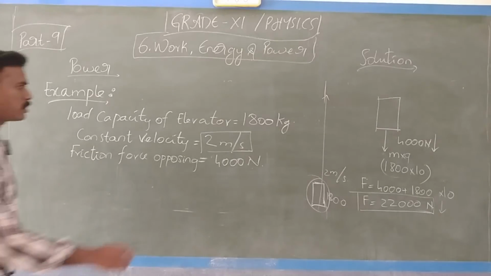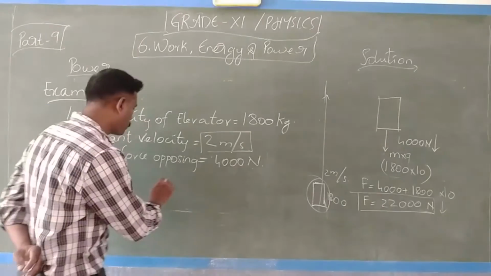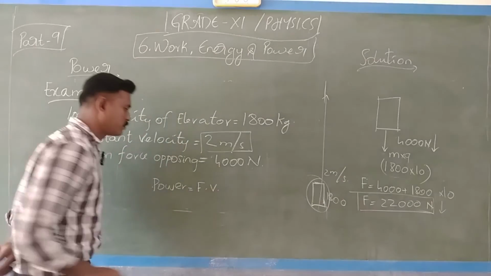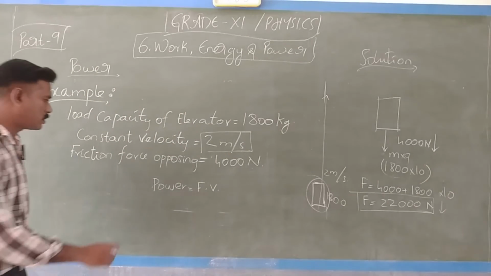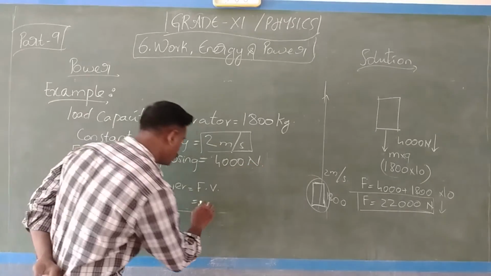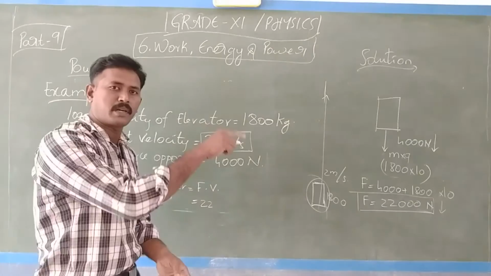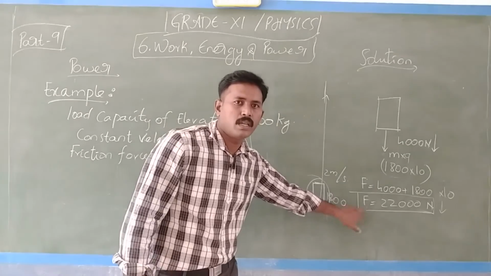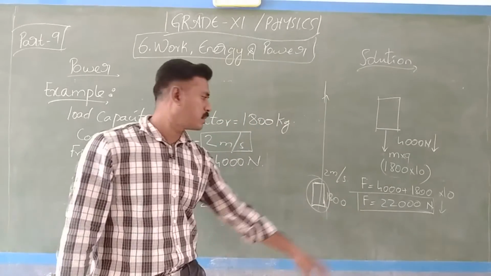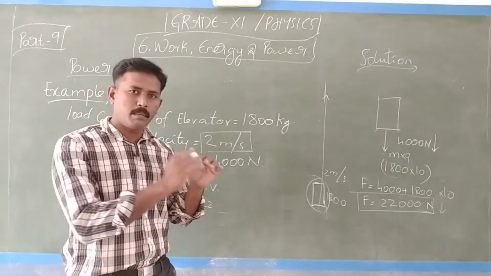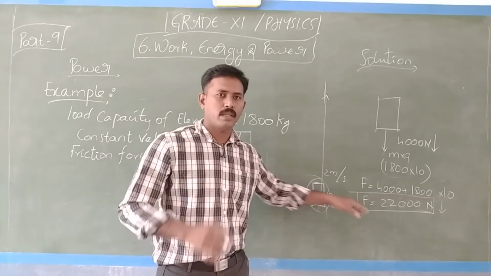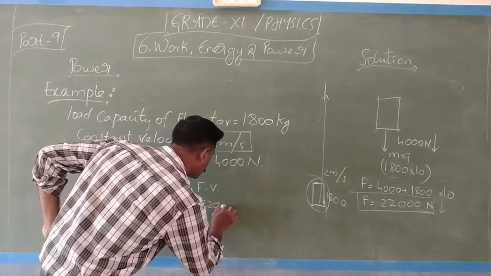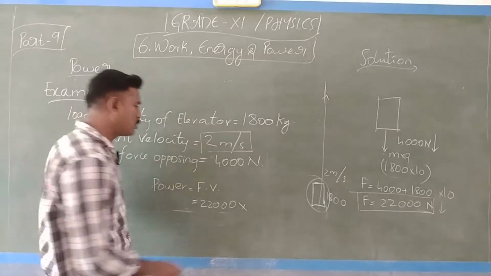So what is the power formula? I have to find the power of the motor. The power is force into velocity. The force the motor has to overcome to lift the elevator is 22,000 Newton. The motor needs at least this minimum force to lift the load upward. So the force is 22,000 times the velocity.